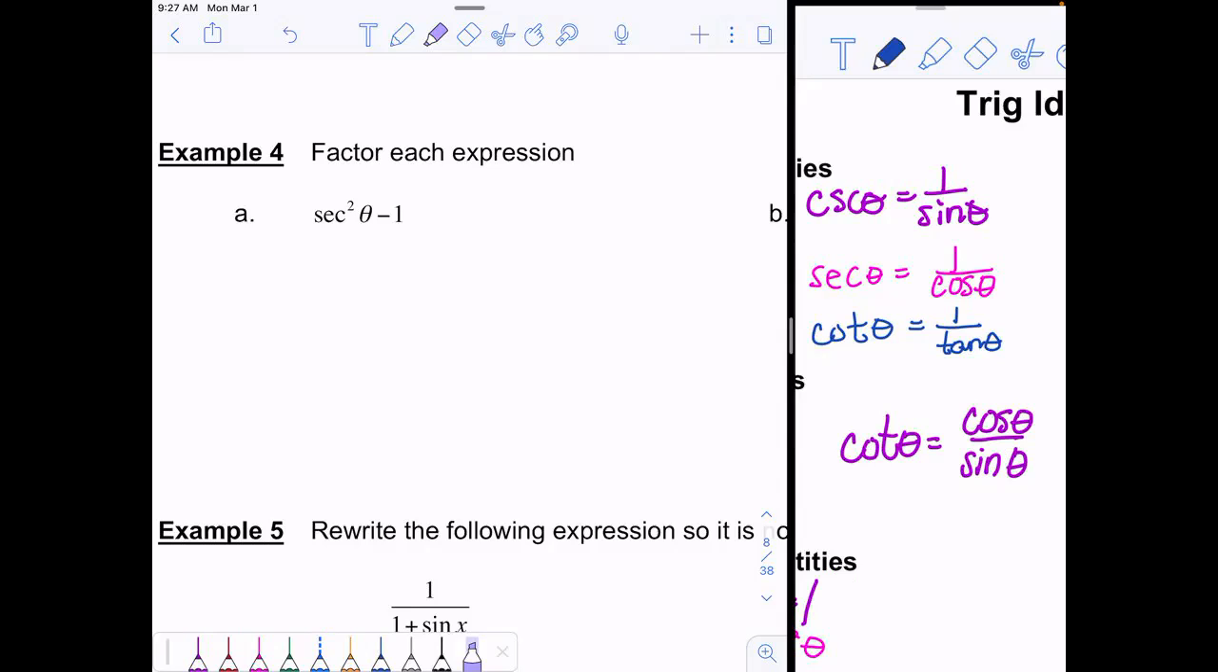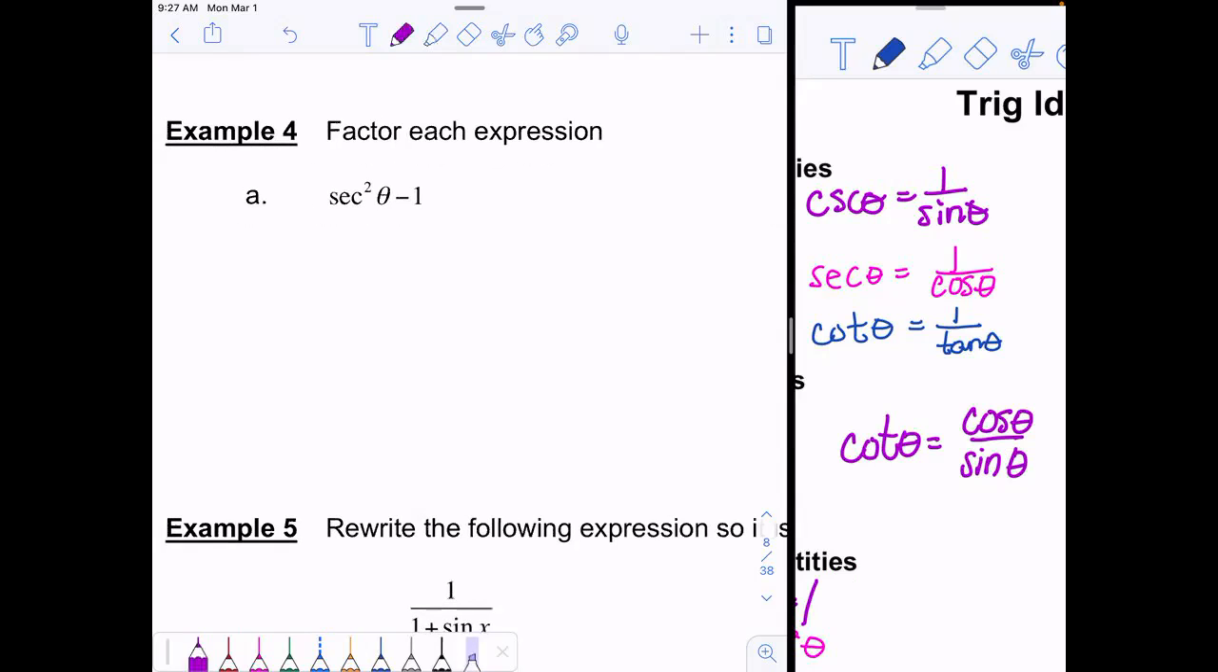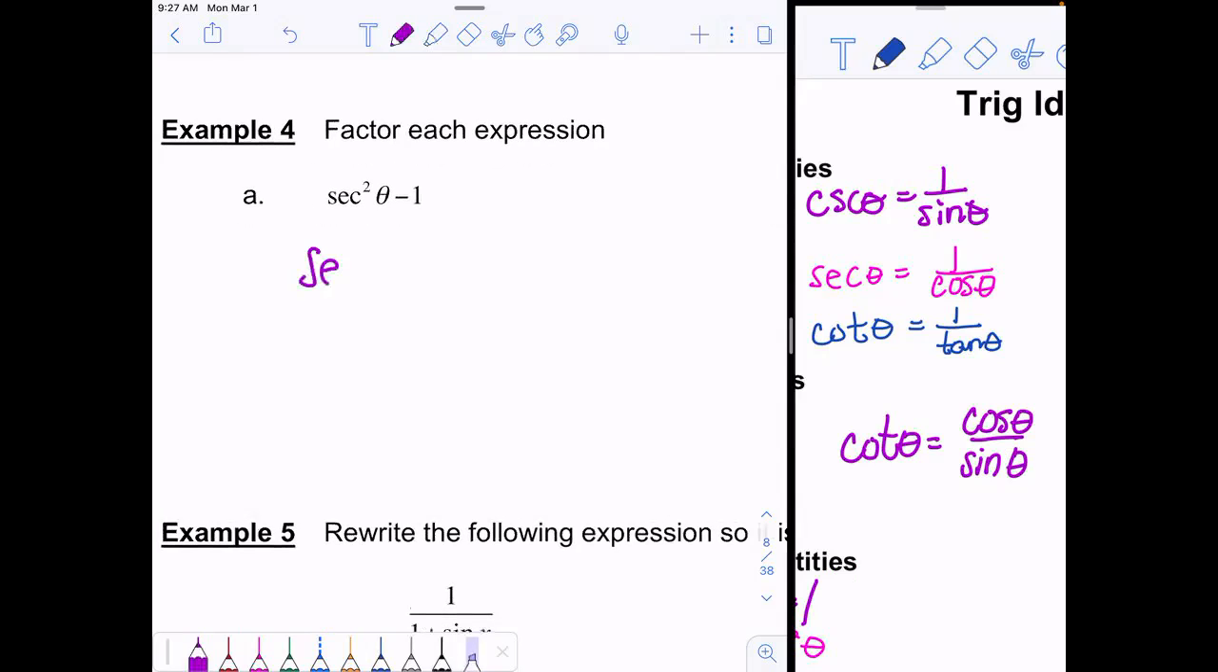Brenna, how would you factor secant squared minus 1? Nice. So this is just like having x squared minus 1. X minus 1, x plus 1. So if you'd rather think about it in terms of x, kind of think. It really is treated like an x. We factor it the same way. Secant minus 1, secant plus 1.